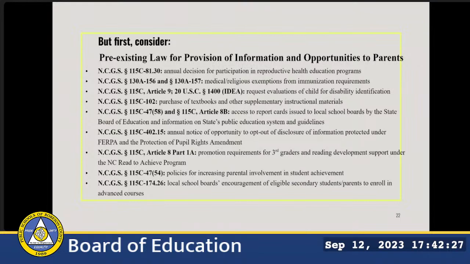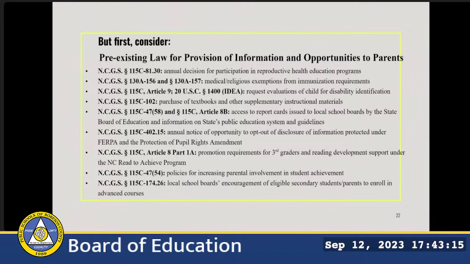So let's start again with pre-existing law, the stuff that's already on the books that is partly dealt with in part two of the Parents' Bill of Rights. So we've already got an annual decision for participating in sex education programs. Parents can make an annual decision. We've got medical and religious exemptions from immunization requirements. We've got federal law and state law dealing with requests to have their child evaluated for disability. We've got state law dealing with the purchase of textbooks and other supplementary instructional materials and the right of parents to inspect that material, and to object to that material as well. We've got, in the powers and duties of school boards, 115C-47, and in Article 8B, access to report cards that have been issued and any information on the state's education system and guidelines.